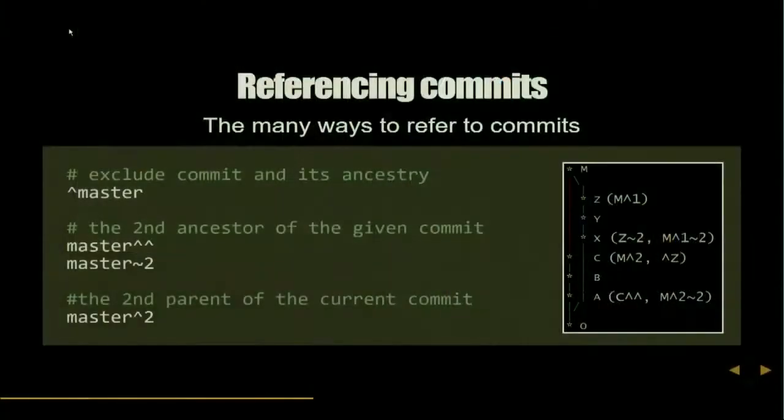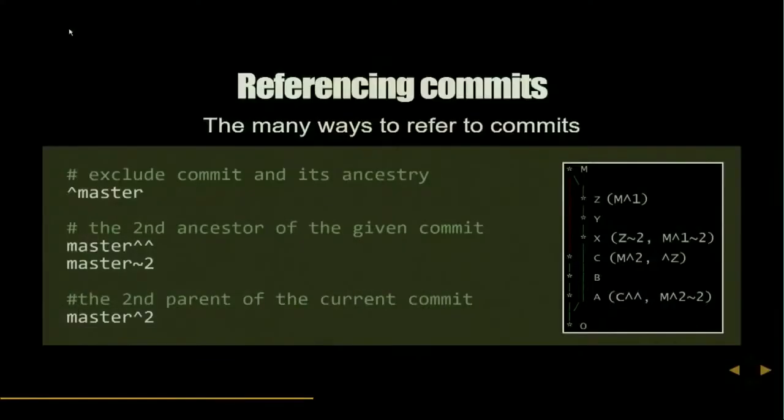There are many ways to reference commits, and they can be kind of confusing most of the time. So here on the first line, we see that we have a caret reference, caret master, and that means exclude the given commit and its ancestry from the output of the log, let's say. But if you put the caret at the end of the ref, so you say master caret, then that means give me the parent of that commit.